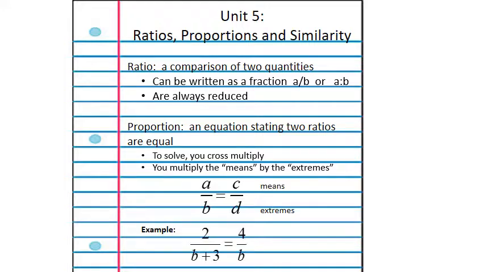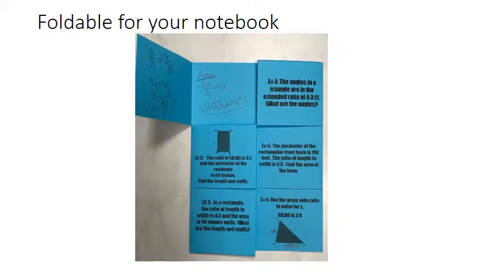For this example, 2 over b plus 3 is equal to 4 over b. I always cross multiply, but it's up to you how you were taught. So I would take 2 times b and set it equal to 4 times the quantity b plus 3 and then solve for b.